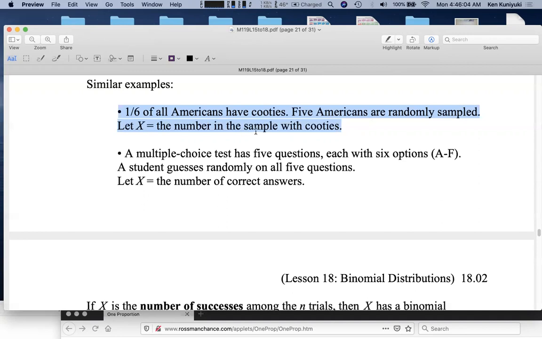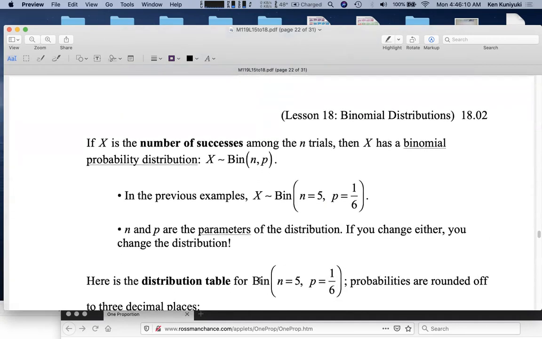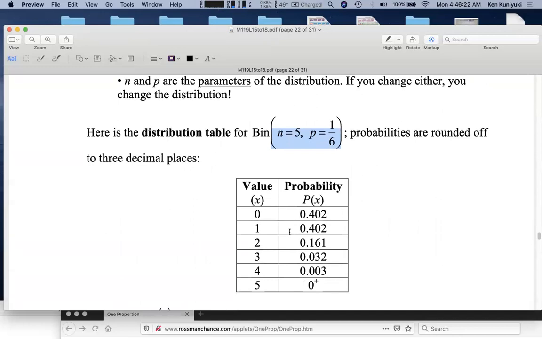Let X be the number of Americans in the sample with cooties, and lo and behold, it's the same distribution. It's a binomial distribution where n, the number of trials, is 5, and the success probability, the probability that a given person, American, has cooties, is 1/6. And the binomial distribution looks like this. There's about a 40% chance that nobody among the 5 Americans has cooties, about a 40% chance that 1 American among the 5 has cooties, and so on.